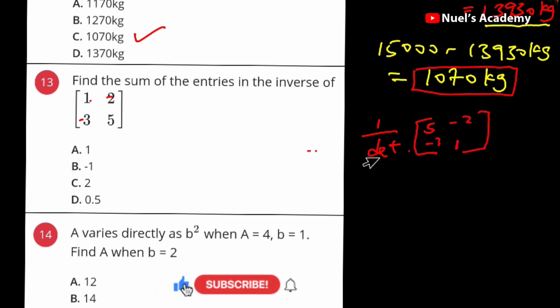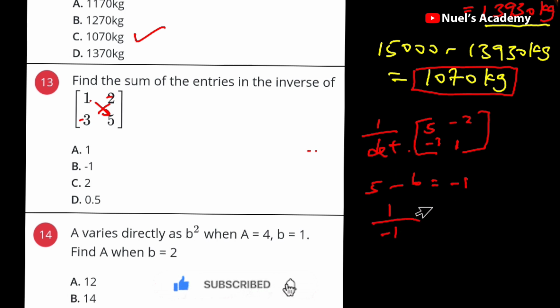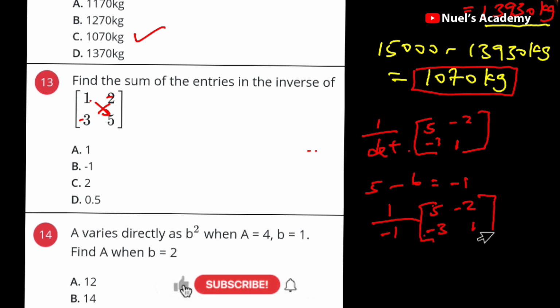So now let's go ahead and find the determinant of this matrix. The determinant is equal to 5 times 1, which is 5, minus 2 times 3, which is 6. So 5 minus 6 is equal to negative 1. So we're going to have 1 over the determinant, which is negative 1, multiplied by 5, minus 2, minus 3 and 1. So 1 over negative 1 is simply equal to minus 1.